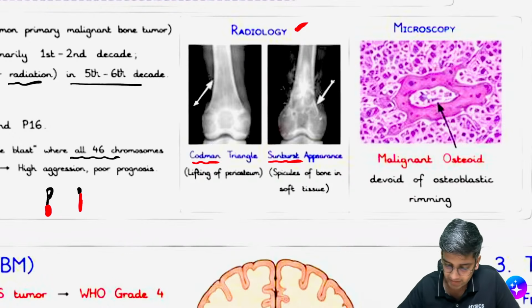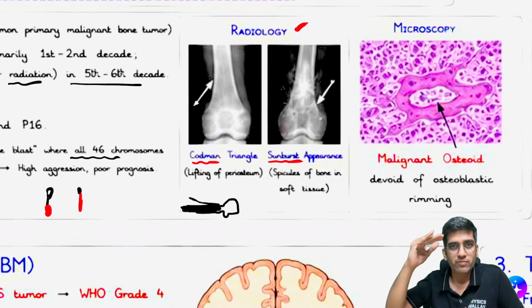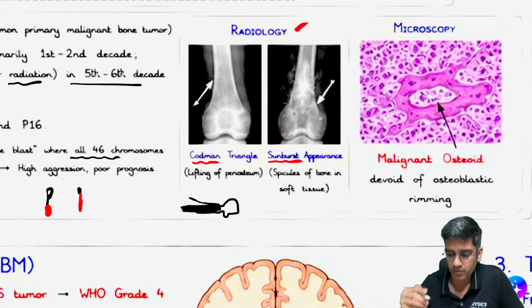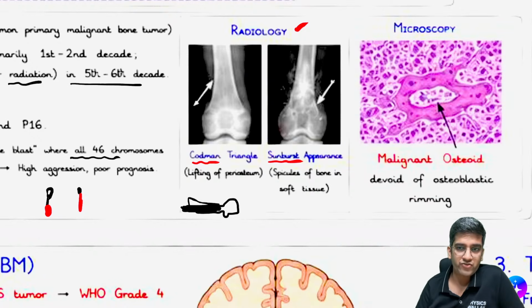Codman's triangle is nothing but, let's say there's a bone. Okay. There's a periosteal elevation here. So, in case of an aggressive bone tumor, they will elevate the periosteum. So, it's not only for osteosarcoma. Any aggressive bone tumor will elevate the periosteum. That gives a shadow which looks like a triangle. That's called a Codman's triangle. Fine. Okay, that's one. Second is sunburst appearance or sunburst calcification.